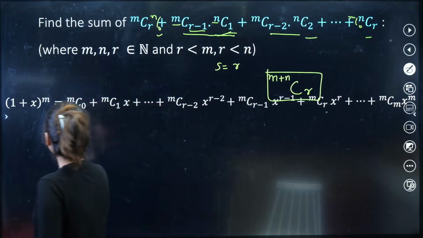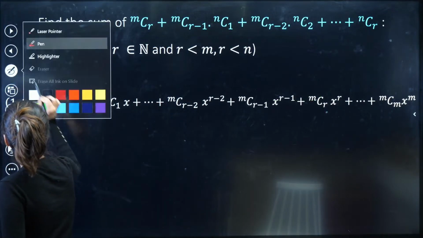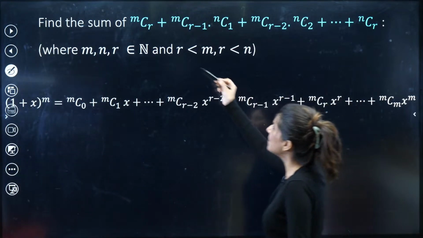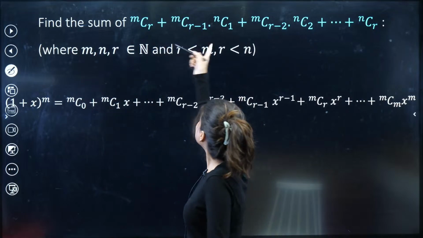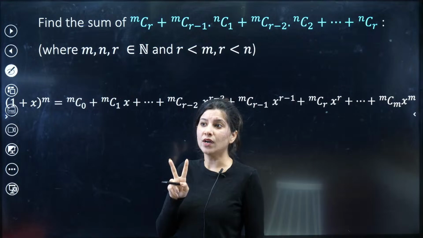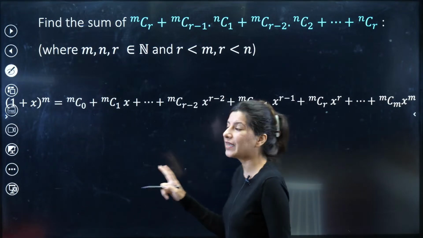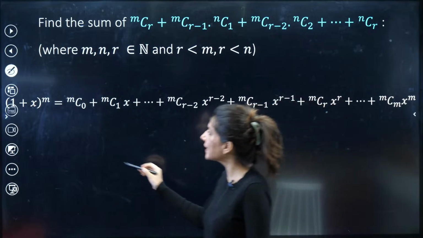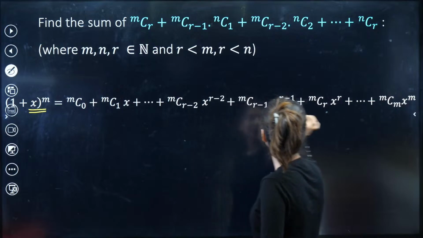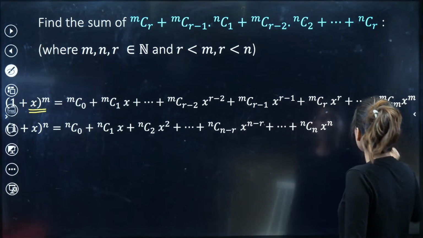But what is the correct method, the long method? Let me just show you. For the long method, you can see this is mCr and this is nC1. So you have to make two expansions. The first one is the expansion of (1+x) raised to the power m, mC0 plus this, the very first expansion. The second one is the expansion of (1+x) raised to the power n.